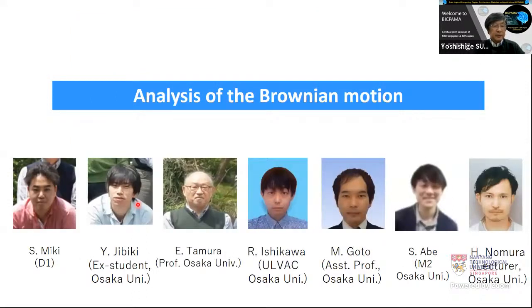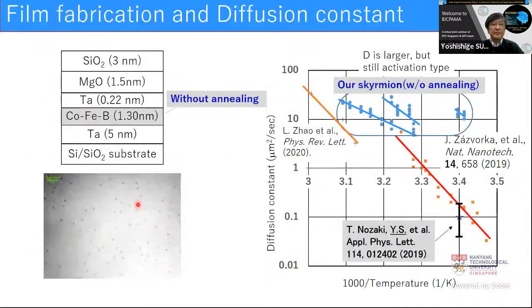Analysis of the Brownian motion was done mainly by these students and staff in Osaka University. The film was sputter deposited on the silicon wafer, having SiO2 surface. The deposited layer structure is shown here. The skyrmion is created in the cobalt iron boron film.